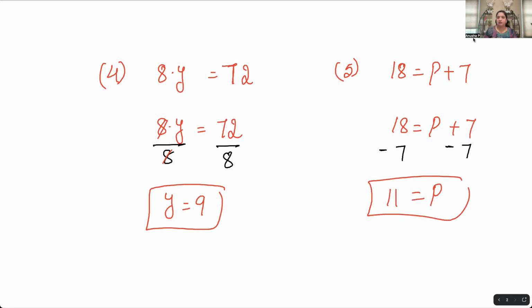Okay. In one-step equations, we will solve for the x. To isolate the variables, we will do the reverse operations. For addition, we'll do subtraction. For subtraction, we will do addition. For multiplication, division. For division, multiplication.